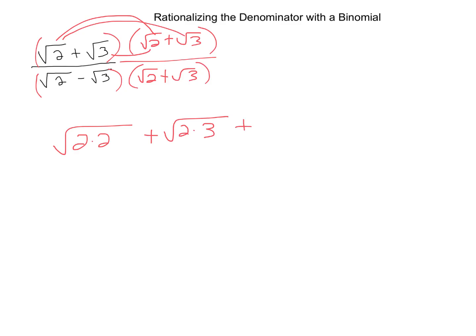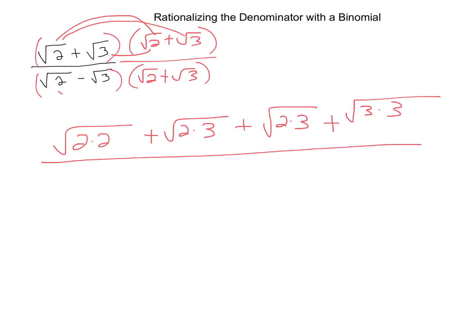Here, 2 times 3, and then radical 3 times radical 3 is radical 3 times 3. Over, on the underneath, radical 2 times 2 minus radical 3 times 3.